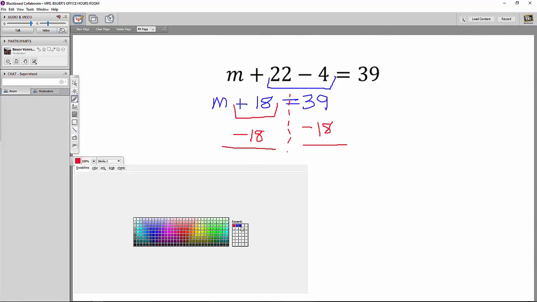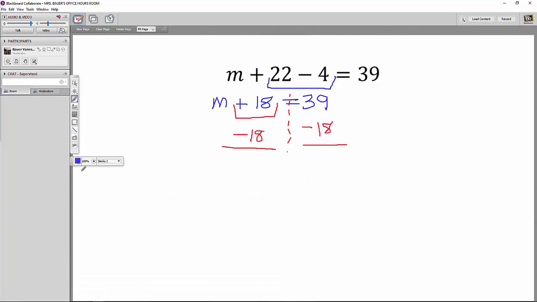Now we're going to simplify, just like we were doing yesterday and the day before. Nothing has changed about that process. We're going to get m plus 18 minus 18, plus 18 minus 18 cancels out, and we're left with m. We bring down our equal sign, and we calculate 39 minus 18. 9 minus 8 is 1. 3 minus 1 is 2. Therefore, our solution is m equals 21.